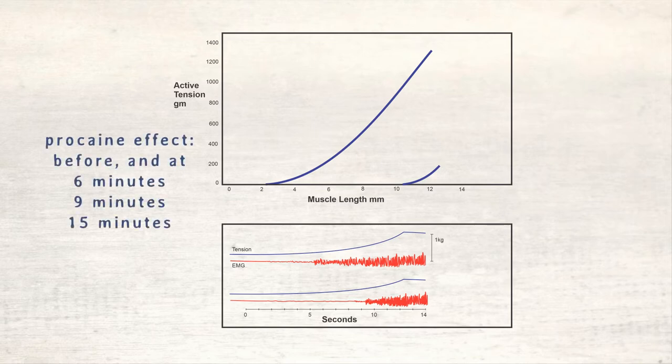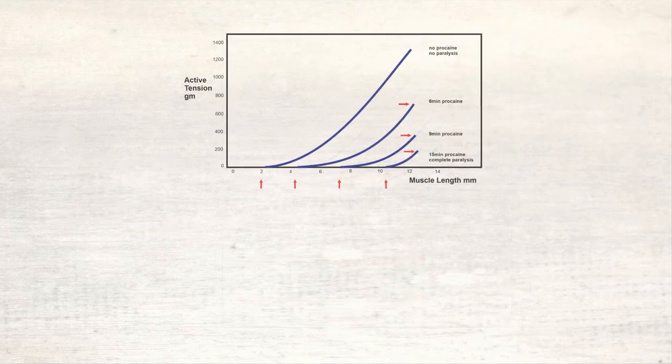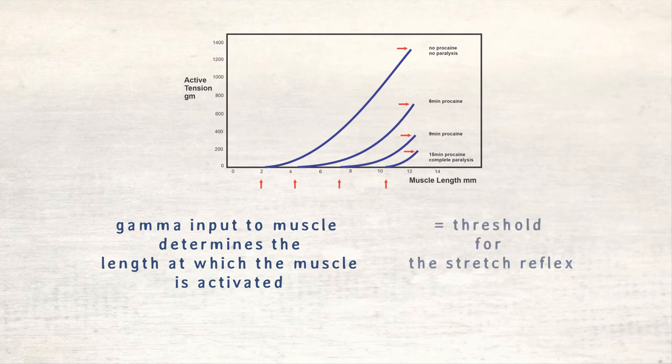Now, procaine takes a while for full effect of paralysis on the nerve, as we all know. And as time goes by, at 6 minutes, the stretch reflex has a threshold of 4 millimeters. And at 9 minutes, the threshold for recruitment is at 7.8 millimeters. As a summary then, gradual paralysis of gamma nerve affects both the length at which a muscle will be recruited and the tension or force it can develop at that length.